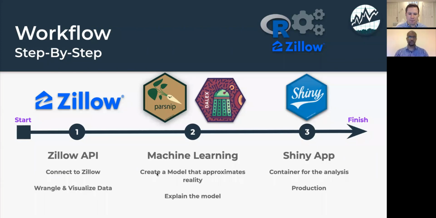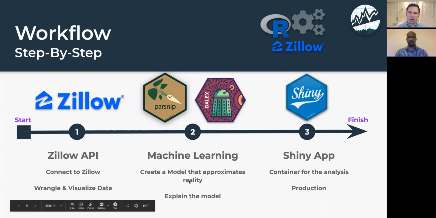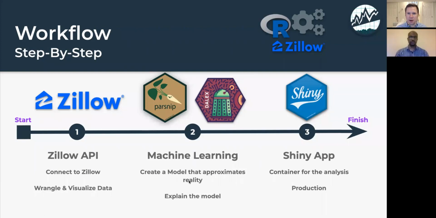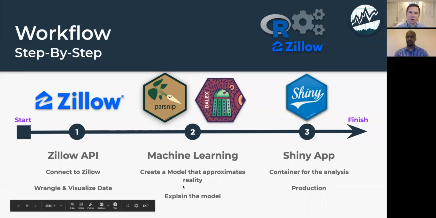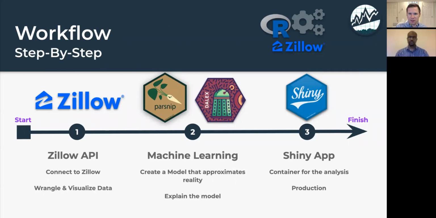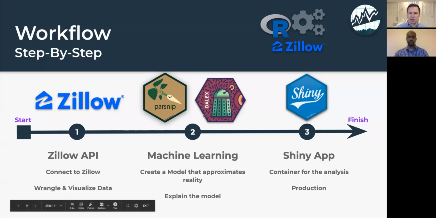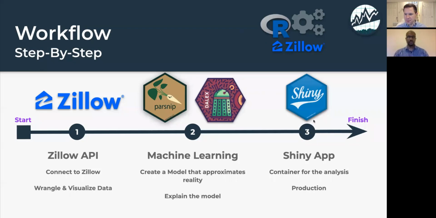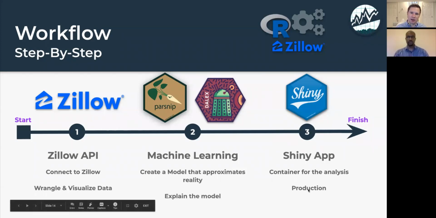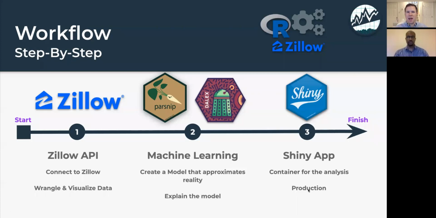We're going to make a model that approximates the reality of the 20 closest competitors, or not competitors, but comparables. Once we have a model that fits all of these houses and can predict the price, we can use this package called DALEX to explain which features are driving that model. And then at the end, we bottle it up in a Shiny application. This is basically a container for the analysis, and it allows us to take our analysis into production and put an app around it.